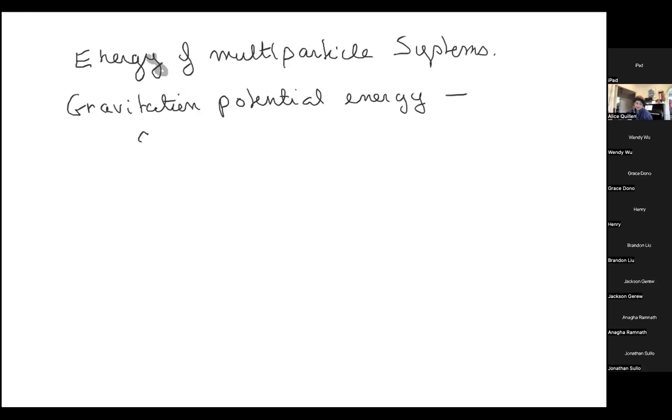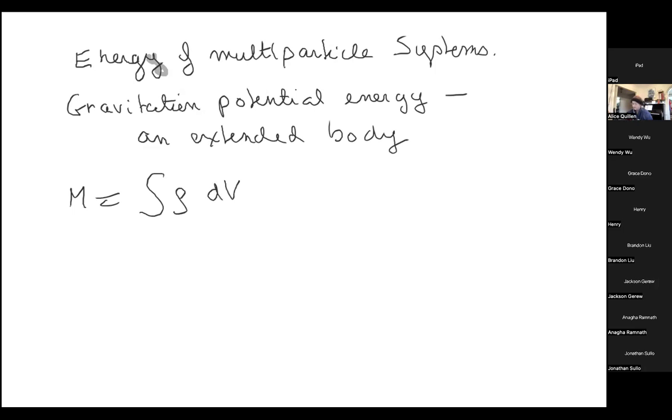Now let's do an extended body. So if we have an extended body, the total mass is just the integral of density over the volume of the object. So we can write it like that. Remember dV: now dV is not a change in velocity. It's a volume element here, even though it looks the same. So it's dx dy dz, a volume element.